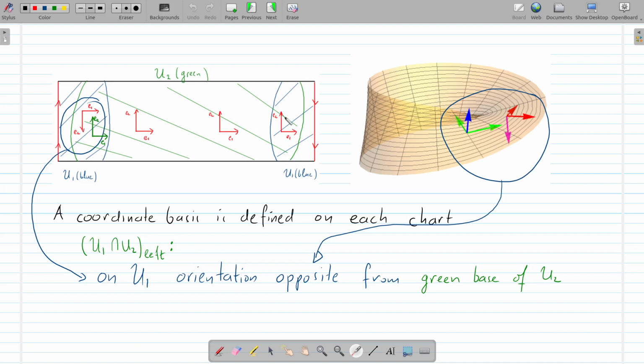But if you take the basis on U1, then as you move it continuously here, you come up with the E2 vector pointing in the other direction. So you see this basis here and that basis there cannot be identified because E2 points in the opposite direction. So this is why the Möbius strip is not an orientable manifold.